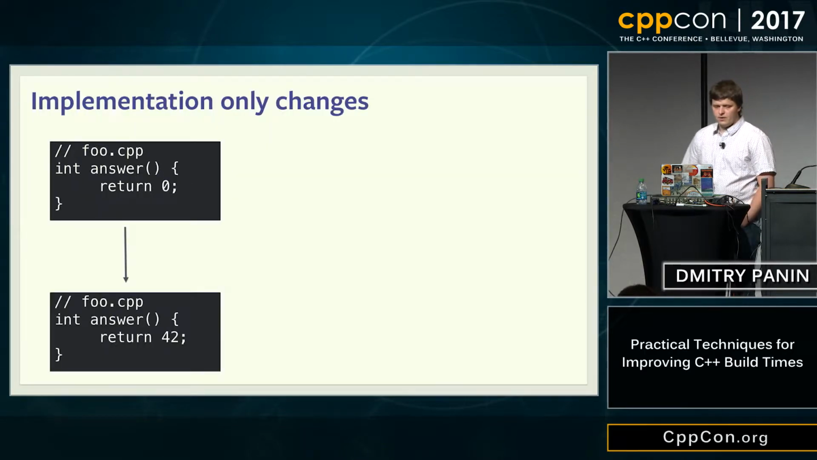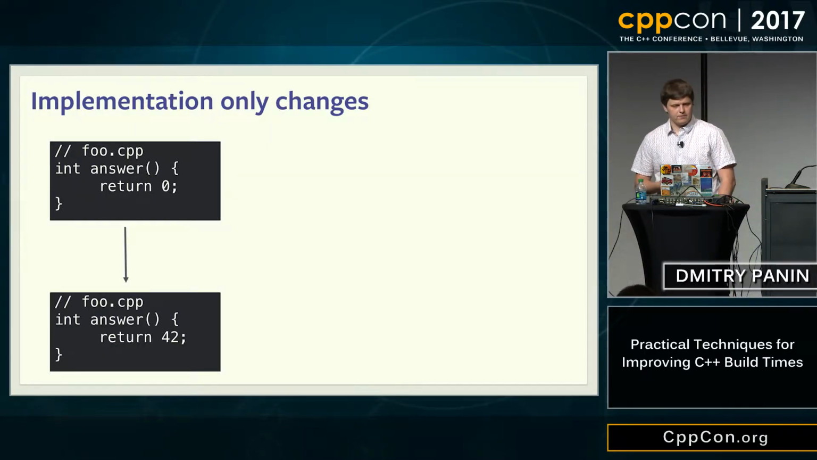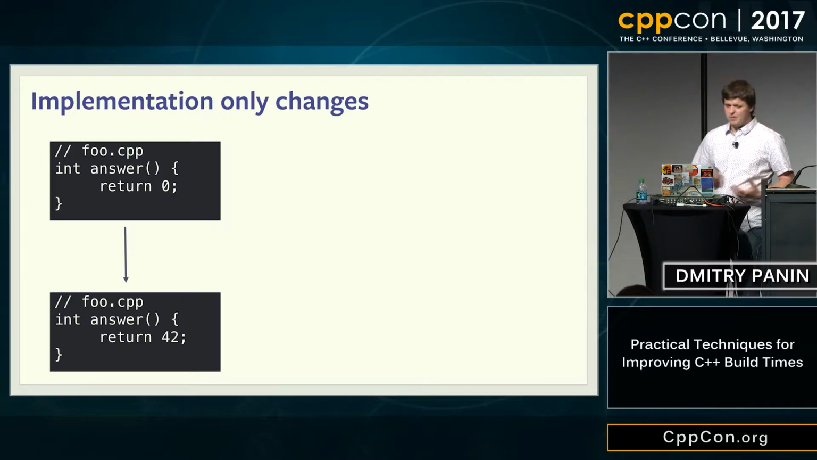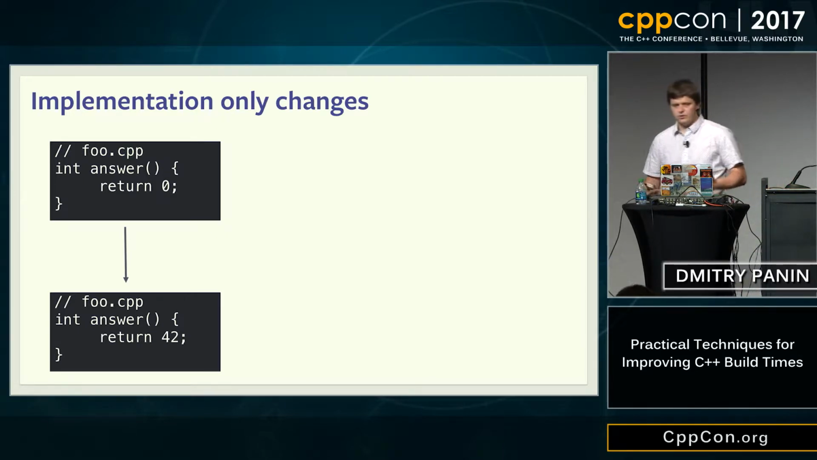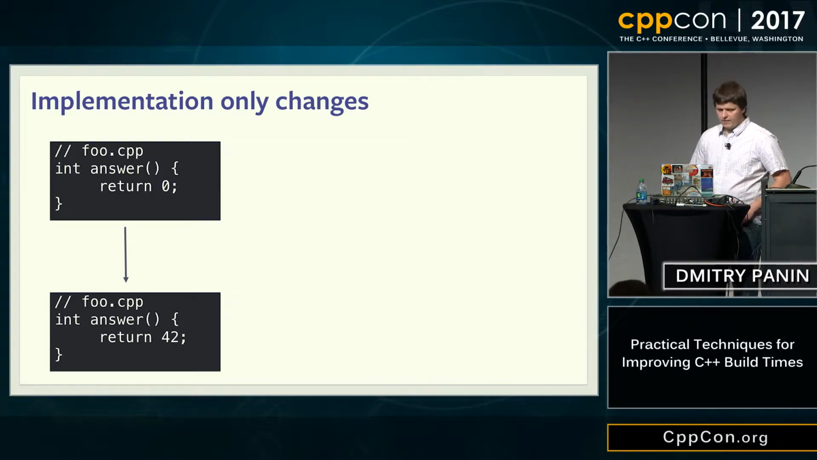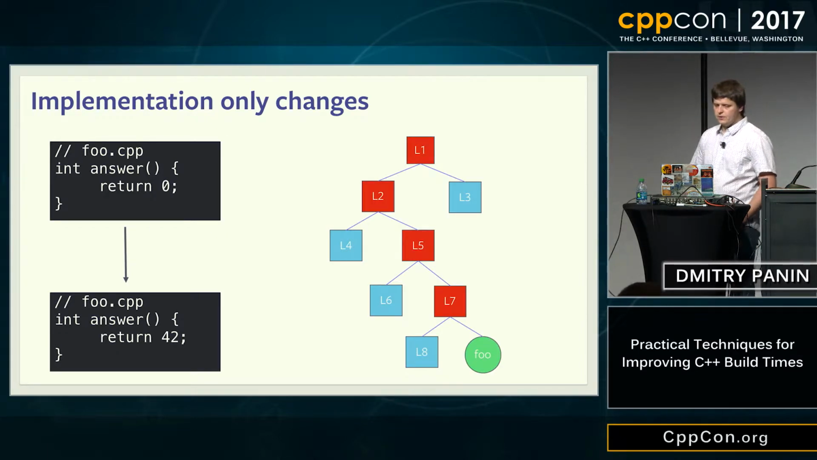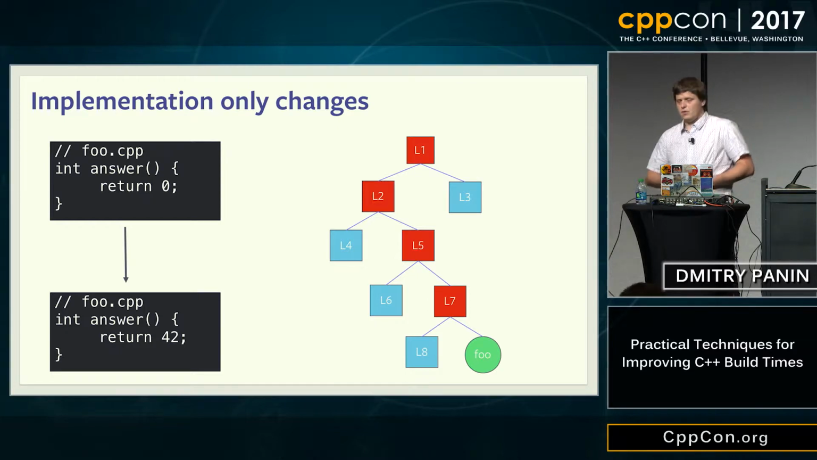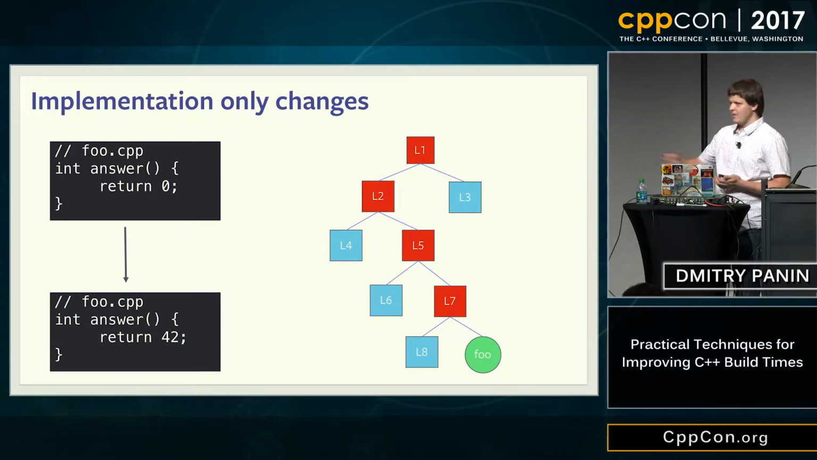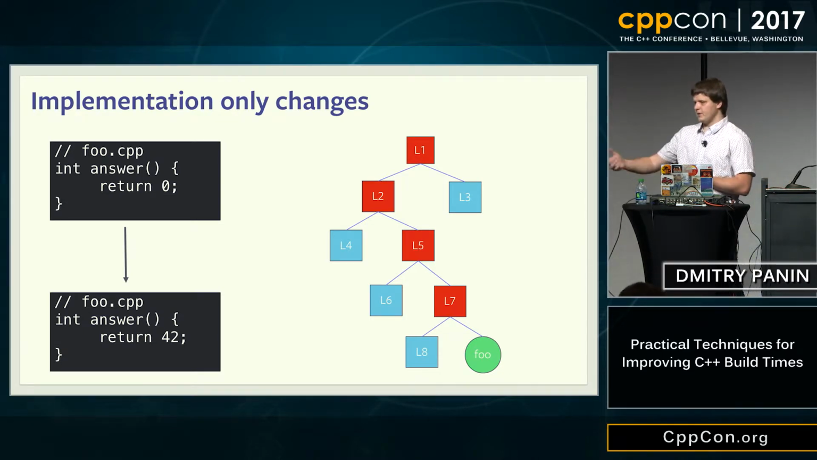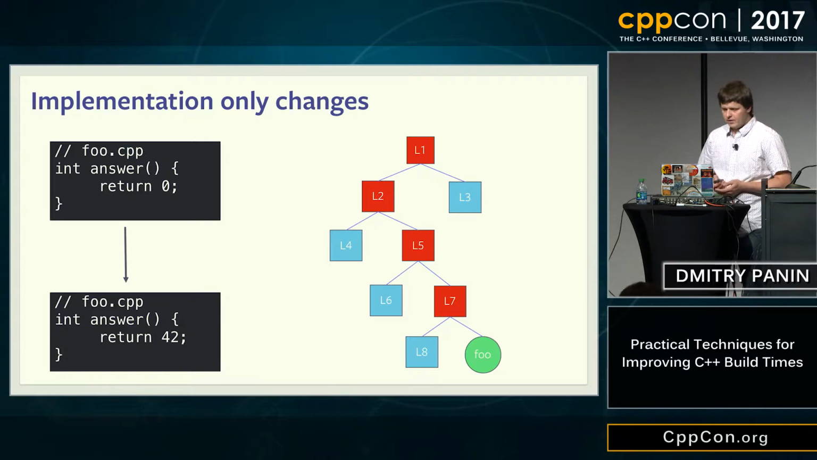dynamic linking? First of all, let's explain another problem. Suppose you do some implementation-only change. In this function answer, you return 42 instead of 0. And then it again will create this relink chain in your build process. But in practice, you would be fine with just replacing the resulting library with the new one, but the build system doesn't know that.